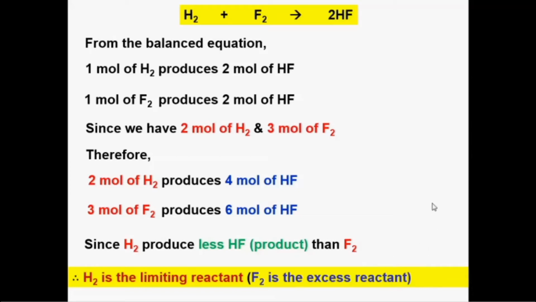So this is the method, guys. This is another method, the second method to determine the limiting reactant, but this time it is based on which reactant produces less product. The reactant that produces less product will become the limiting reactant. So this is the second option.